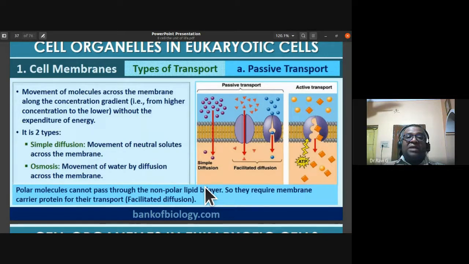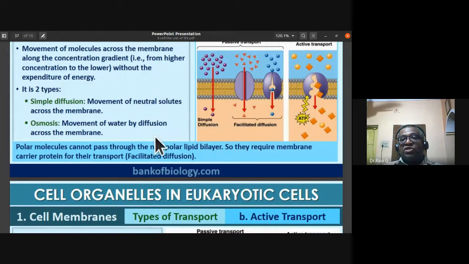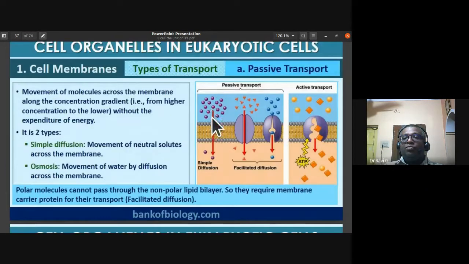So passive transport is of two types. Simple diffusion is passive transport, movement of neutral solutes across the membrane. That is movement of solutes from higher concentration to lower concentration, till they attain equilibrium. We call it simple diffusion. Osmosis is movement of water by diffusion across the membrane. See, osmosis is a process of movement of solvent from a region of higher water potential to a region of lower water potential through a semi-permeable membrane.